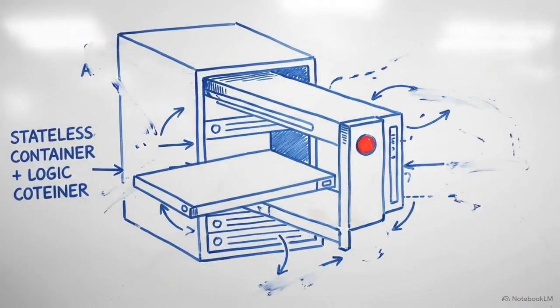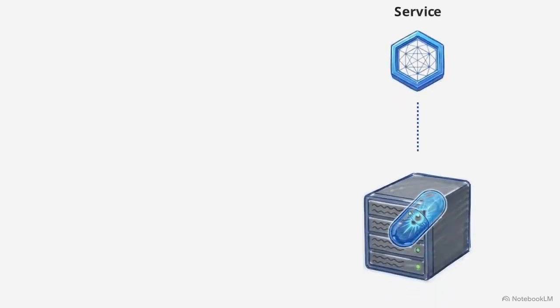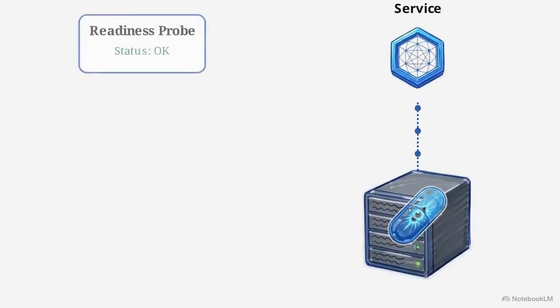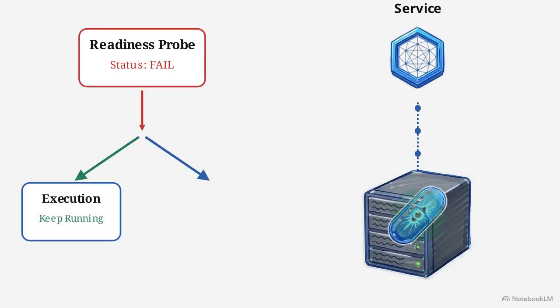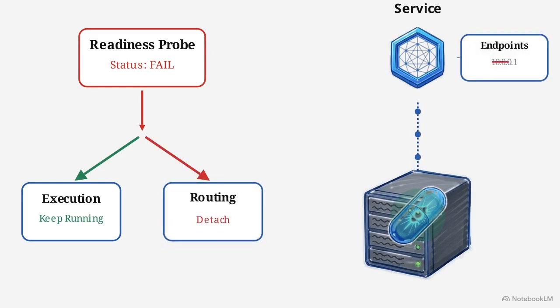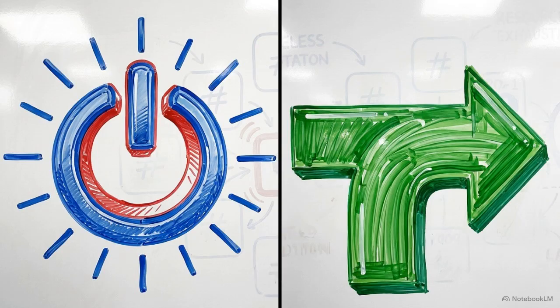Restarting an application under heavy load only exacerbates the latency. To manage routing without destruction, you use a readiness probe. Here, the logic branches. If a readiness check fails, the container is left running. Instead, its IP address is detached from the service endpoint list. Traffic stops routing to the pod entirely, giving it time to recover. Liveness manages execution state. Readiness manages network routing state.